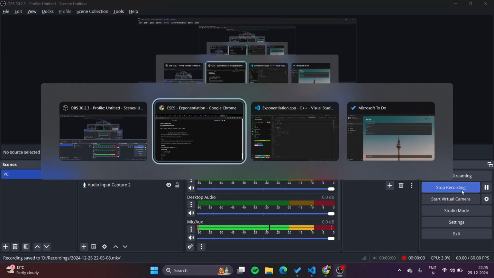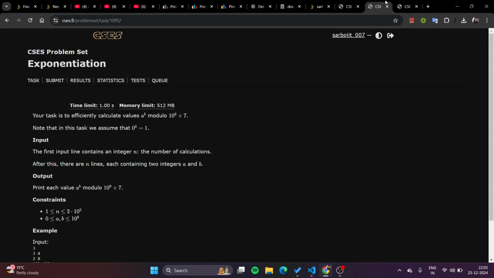I'll be explaining this problem, exponentiation, and a follow-up problem to this is exponentiation 2. Basically this is a binary exponentiation question, and I'll be explaining binary exponentiation and Fermat's Little theorem.